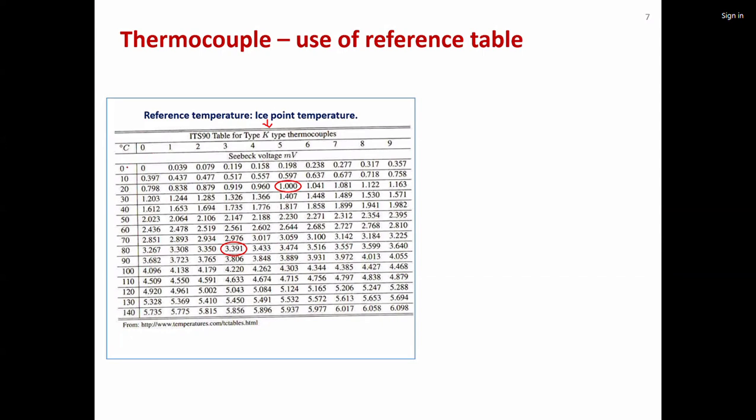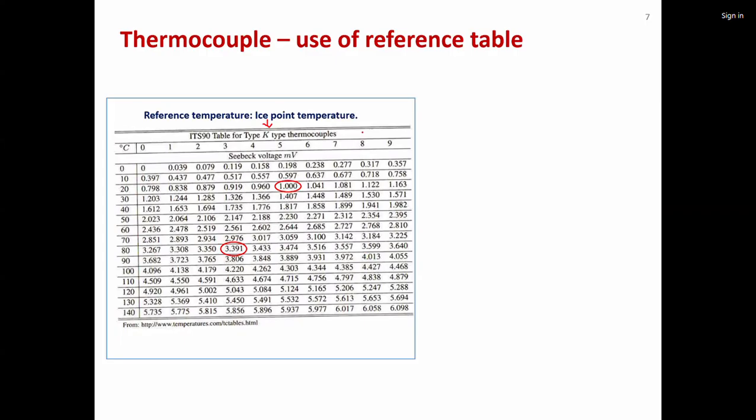For example, if I have 15 degrees centigrade, I go here to 10 and I go to 5 here, right? So this 0.597 is the output corresponding to 15 degrees centigrade as the hot junction temperature, and the reference junction is at 0 degrees centigrade. So this will be the corresponding output.